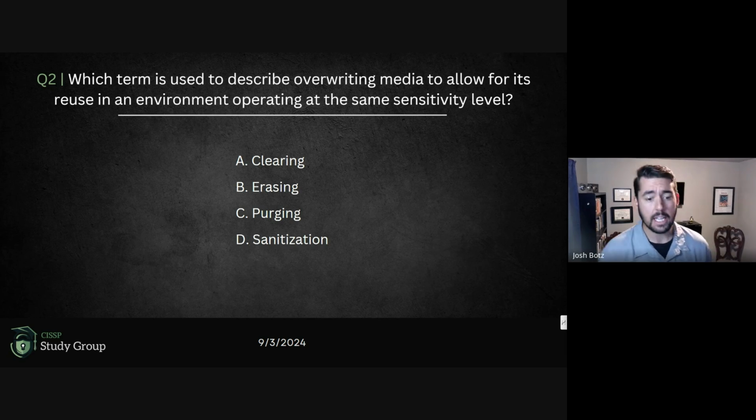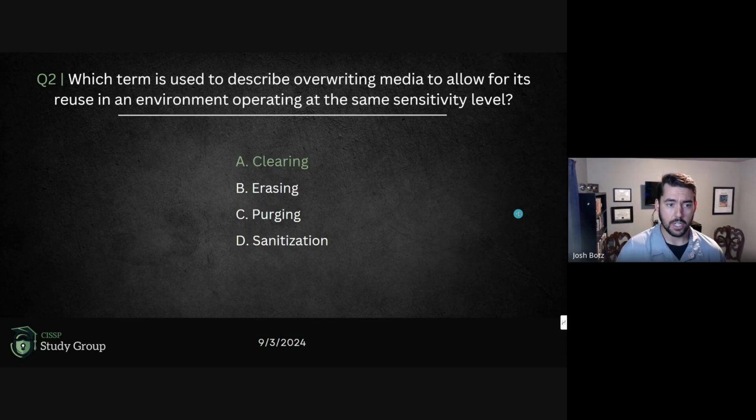And this is a think-like-a-manager question. Even though we're talking about technical operations, this one requires you to think like a manager. So the answer here is actually clearing. And let's go through why that is. Clearing, we're going to take one pass over that data. Someone tell me, is the data still possibly recoverable if I just clear it? Yes or no?